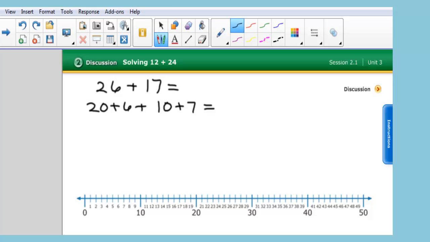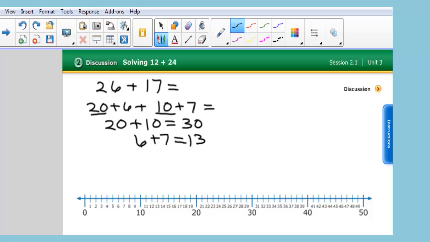When I do this, I can see that adding tens might help me get my answer quickly. 20 plus 10 equals 30. I might underline the numbers I've added just to help me to stay organized. The next numbers I need to add are 6 plus 7. Since we have practiced doubles and doubles plus 1, I'm going to remember that 6 plus 7 equals 13.